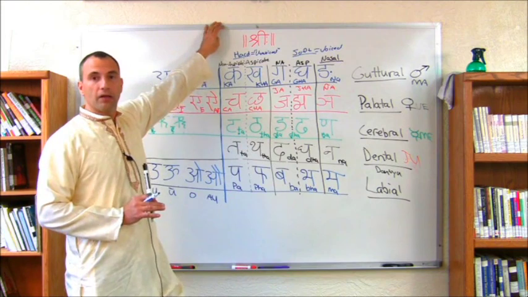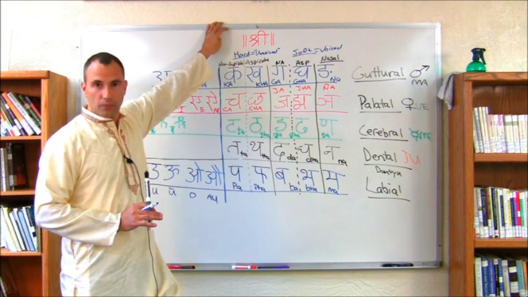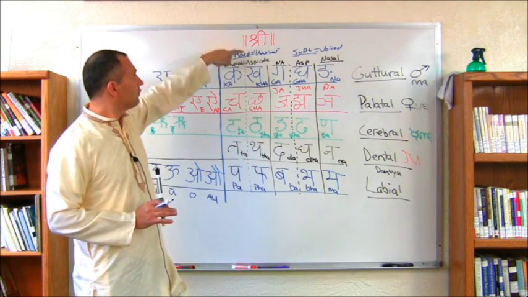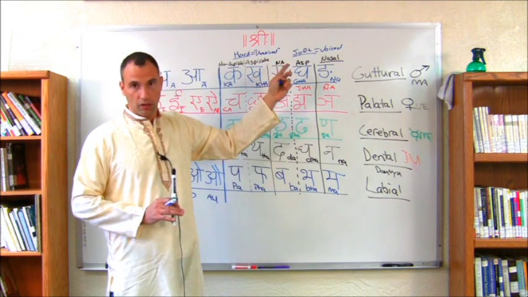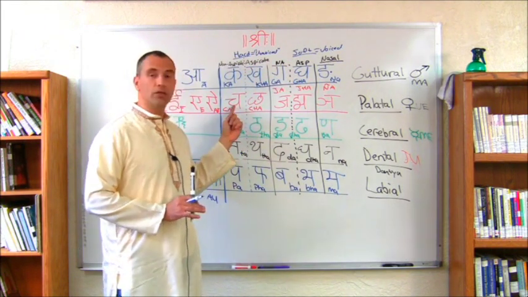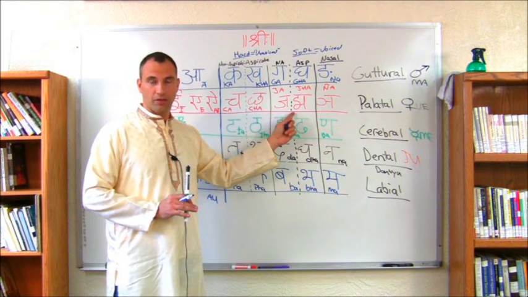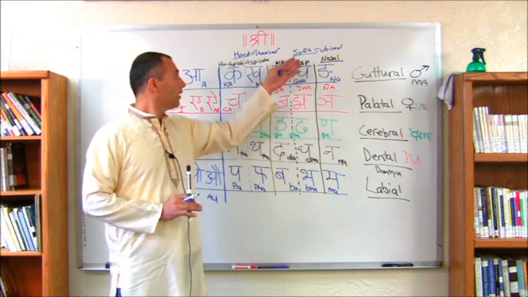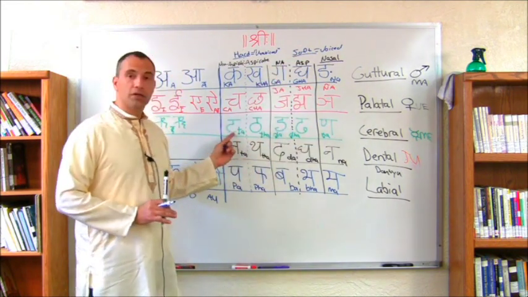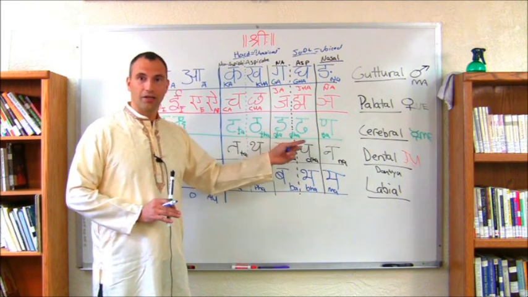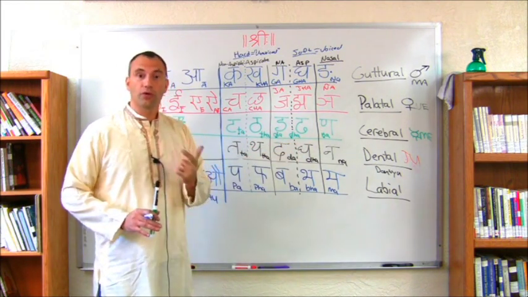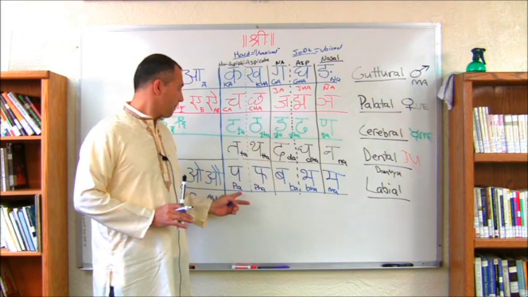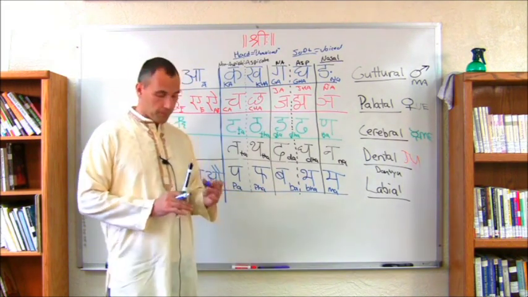So think about it. K, k. And then g, g. Maybe it helps to think about it as unvoiced, k, k, and voiced, g, g. You hear the voicing? Ch, ch, j, j, nya. These are all soft or voiced. Ta, ta, da, da. See how there's more of a voicing. Ba, pa, ba, ba. Okay?